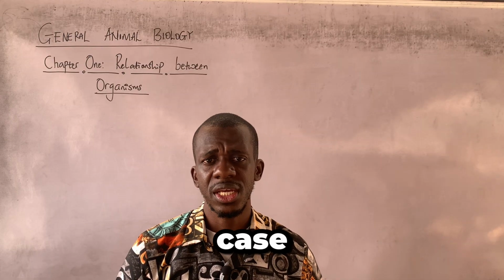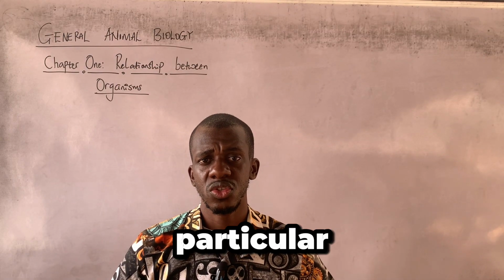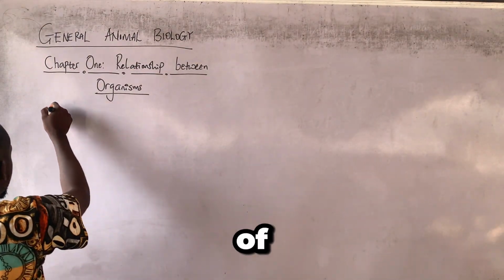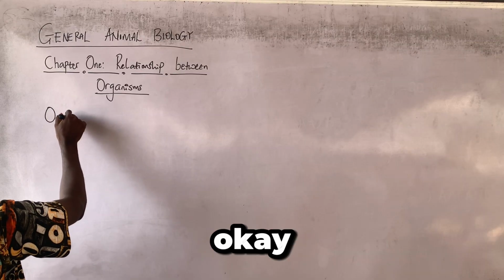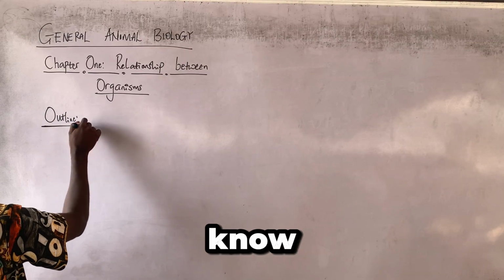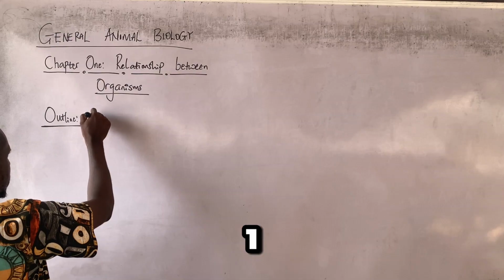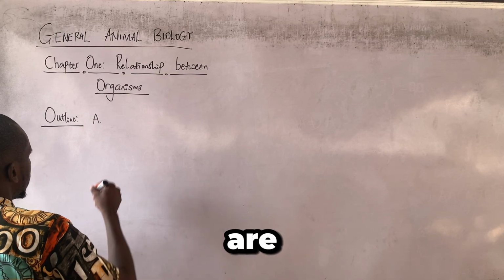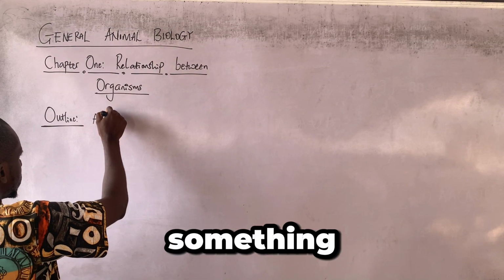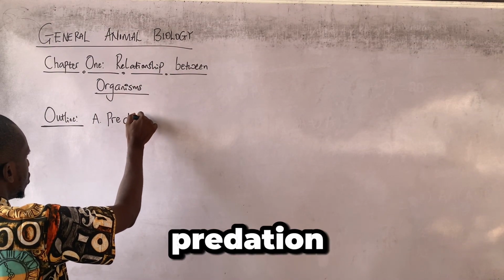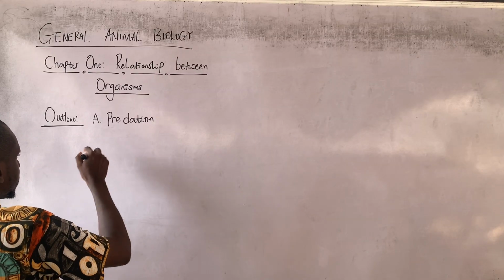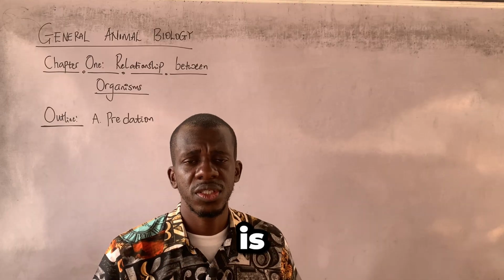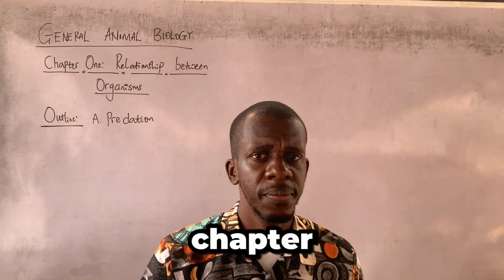Now, for this particular class, we are going to make use of an outline, what you are expected to know. Number one, let's use alphabets. The first thing you are expected to know here is something we call predation. Predation is the first topical concept in this chapter.